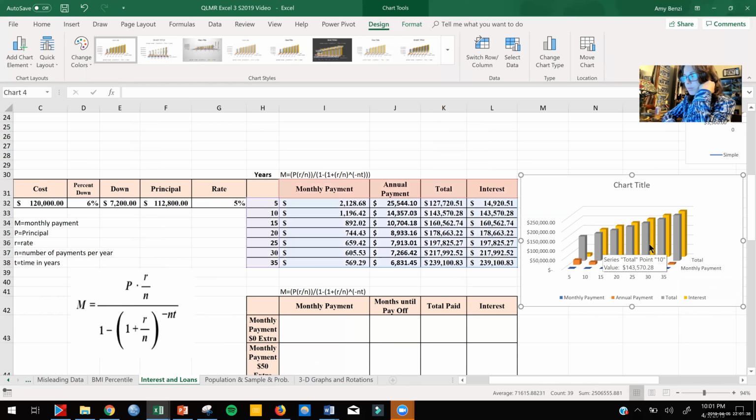Oh, wow. Do you guys see that? No wonder I was confused. It's crazy. Look at this. So $1,400 is how much interest I pay if I pay my house off in 5 years. And that is over here on the very left-hand side.